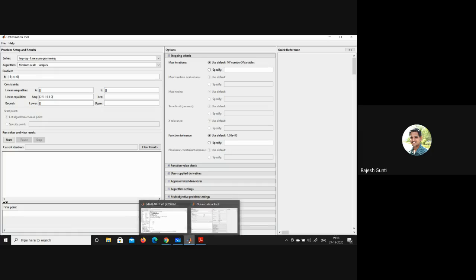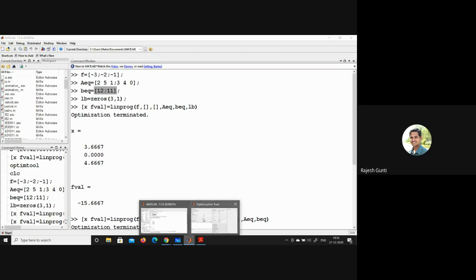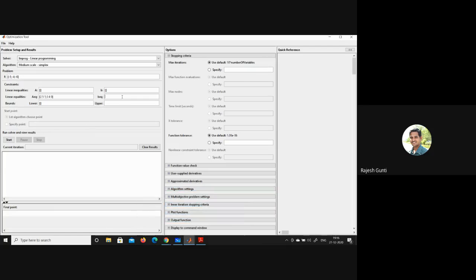Problem 11. Copy this matrix. Control V. Lower bounds are there. 0; 0; 0.